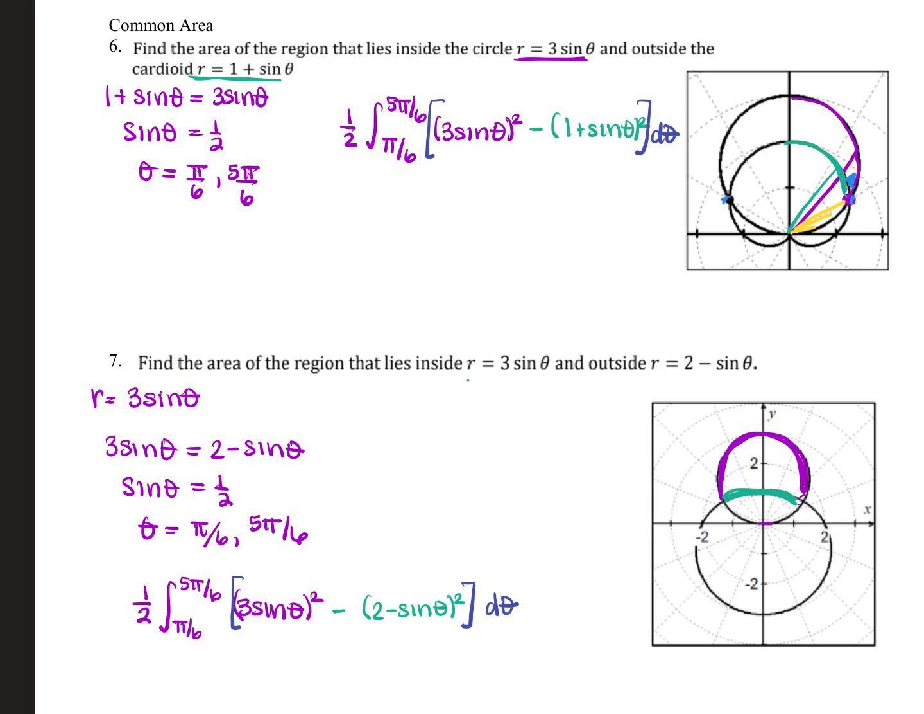Kind of the same thing here. We want it inside and outside that. So we want this piece right here. So again, it's not going to start until you actually pick up at pi over 6. Then you would take the big radius squared minus the little radius squared.